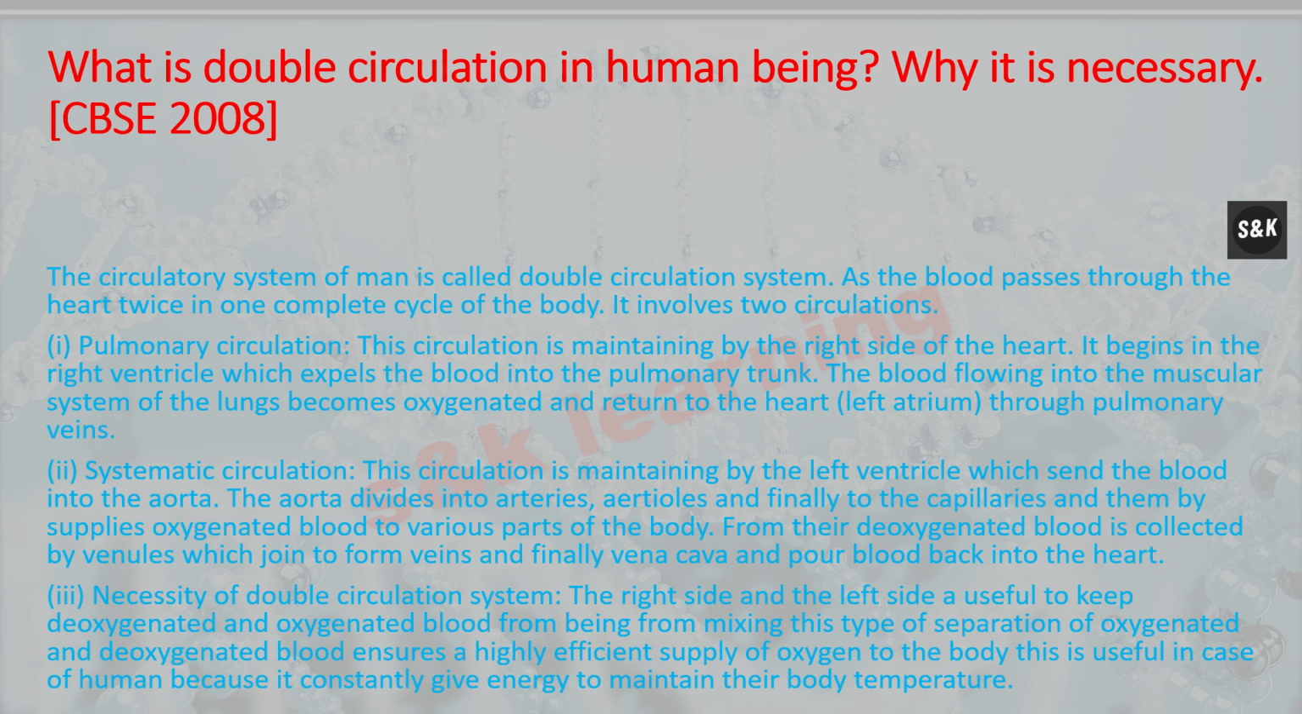From there, deoxygenated blood is collected by venules which join to form veins and finally the vena cava, and pour blood back into the heart. Third, the necessity of the double circulation system. The right side and the left side are useful to keep deoxygenated and oxygenated blood from mixing. This type of separation of oxygenated and deoxygenated blood ensures a highly efficient supply of oxygen to the body. This is useful in the case of humans because it constantly gives energy to maintain their body temperature.